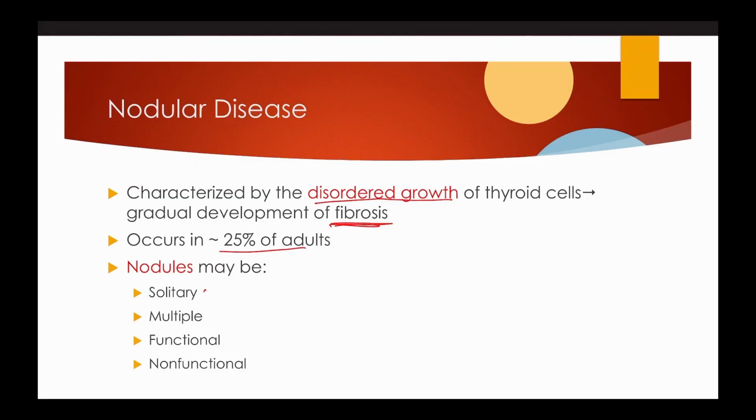Nodules may be solitary, meaning just one nodule. There it is. It can be multiple nodules. Do they have multiple on the thyroid gland? The last little bit is important as well. Is the nodule functioning or not? If it's functioning, that means that nodule is going to be producing thyroid hormone. If it's non-functional, that means you just have a mass there. It's not producing any thyroid hormone, not doing anything bad, but it's just a growth that's there. So we want to know the function of these masses as well.